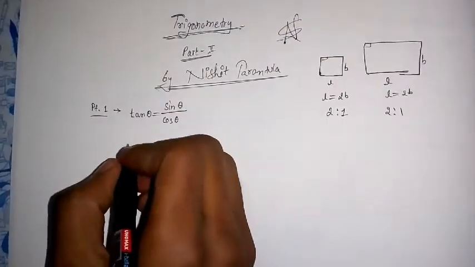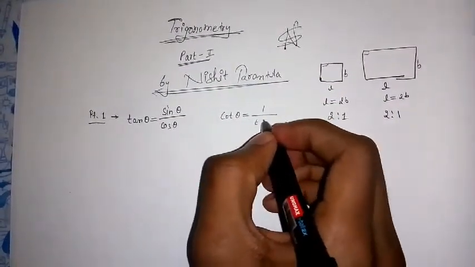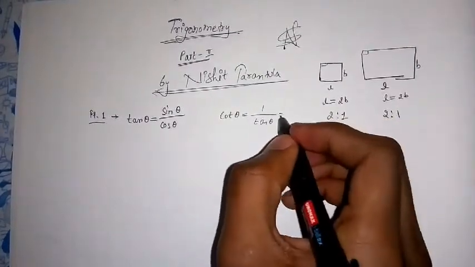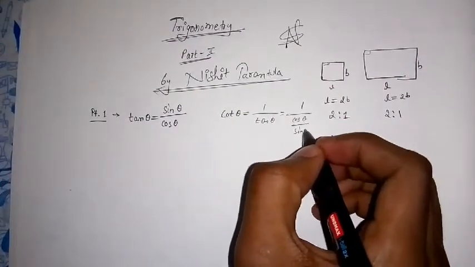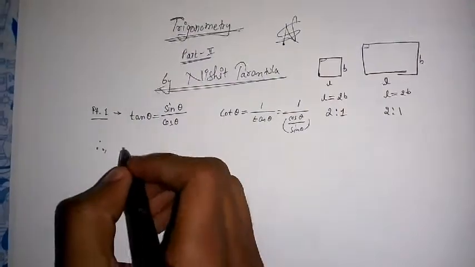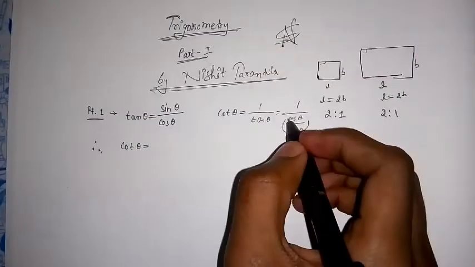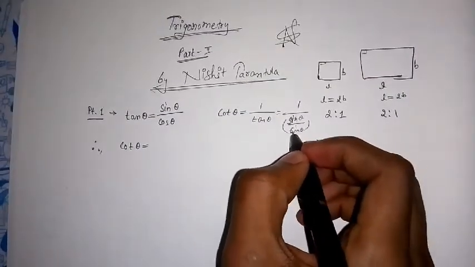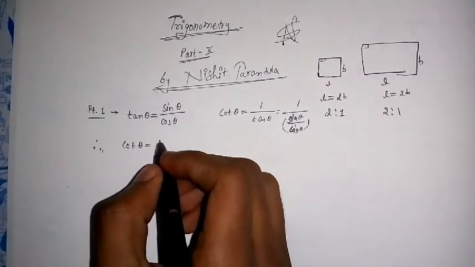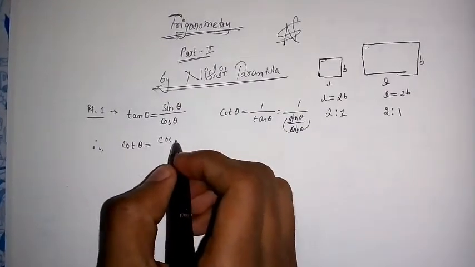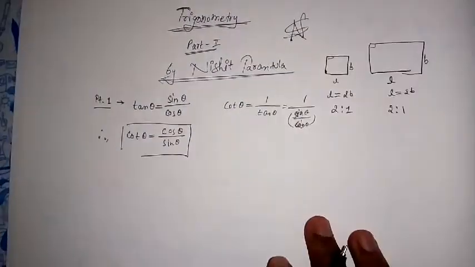We know that cotangent of angle theta is just the reciprocal of tangent of angle theta, and tangent of angle theta can be written as sine theta over cosine theta. Therefore we can say that cotangent of angle theta can be written as cosine of angle theta over sine of angle theta. This is our second identity.